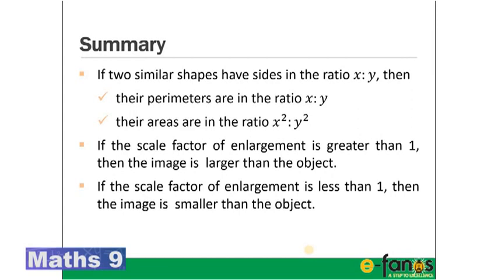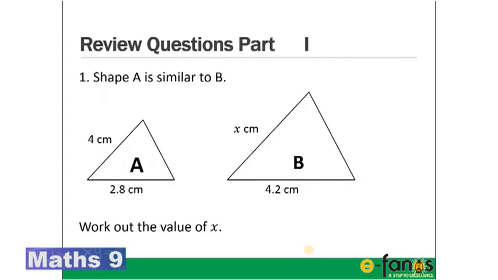Review questions part 1. 1. Shape A is similar to B. Work out the value of x. Pause the video whilst you work it out. Here's the answer. x is 6 centimeters. The ratio of these two sides, 4.2 over 2.8, must be equal to the ratio of these two sides, x over 4.